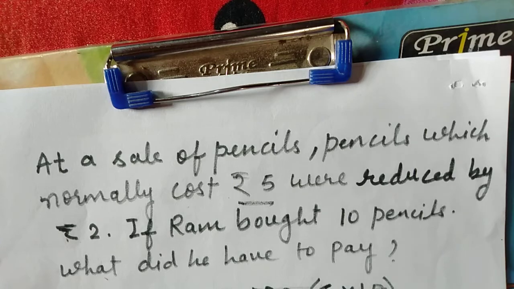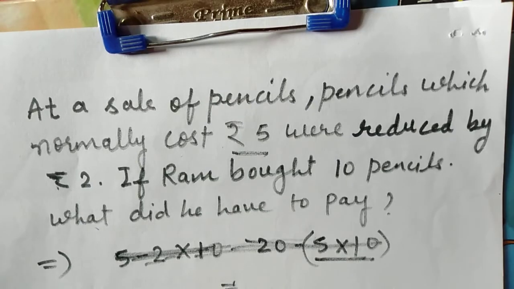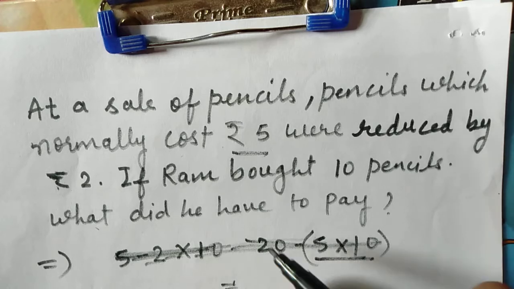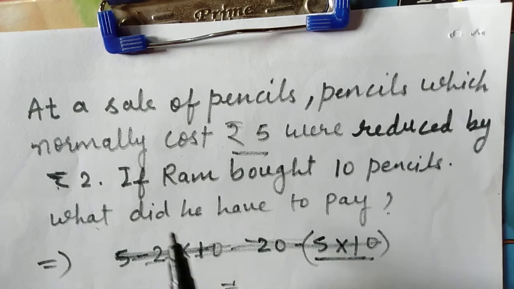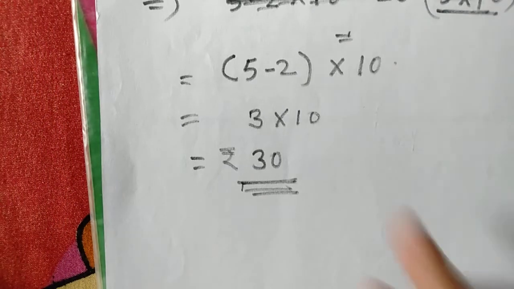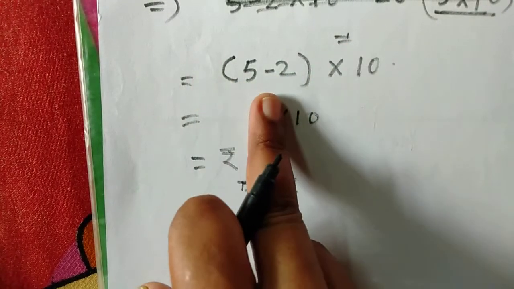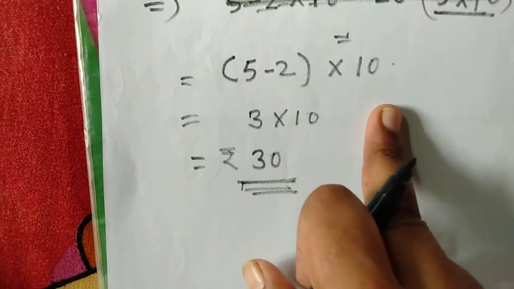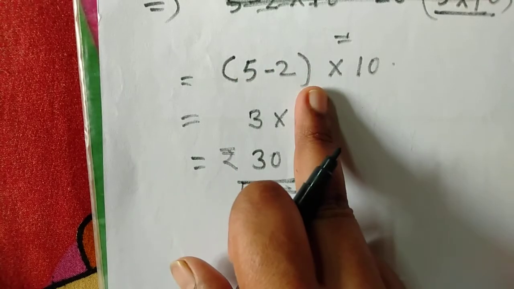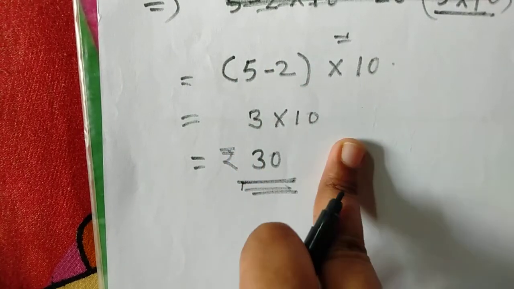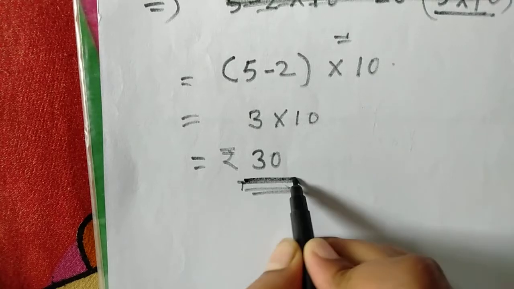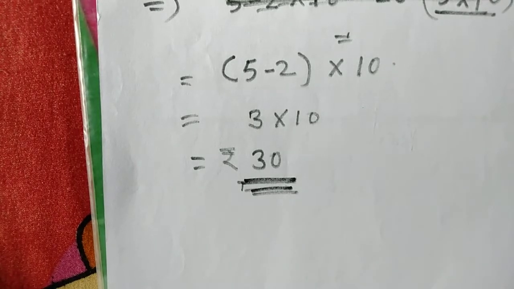सो इफ़ राम, सो राम ने क्या सोचा, मैं 10 पेंसिल ले लेता हूँ. ओके, सो इफ़ राम बॉट 10 पेंसिल्स, व्हाट डिड ही पे टू, ही हैव टू पे. सो अगर राम ने 10 पेंसिल लिया तो कितने पे करने पड़ेंगे उसको. सो व्हाट वी विल डू, 5 minus 2. क्यों? क्योंकि ये डिस्काउंट रेट है. सो वी विल राइट इन ब्रैकेट 5 minus 2 into 10. सो व्हाट इज़ 5 minus 2? दैट इज़ 3. सो 3 into 10 rupees 30. It means राम को कितना पे करना पड़ा, ₹30.